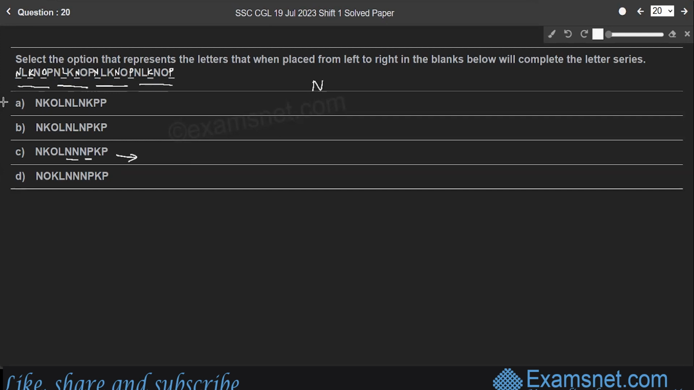Here the pattern is NLKNOP, right? So this pattern is repeated 4 times. Therefore, it follows a particular pattern, right? Or sequence. Therefore, if you fill the letters according to option C, according to this order, it follows a particular pattern in the given series. This pattern is LNKNOP, right? Therefore, option C is the right answer.